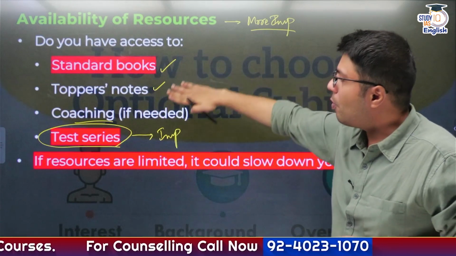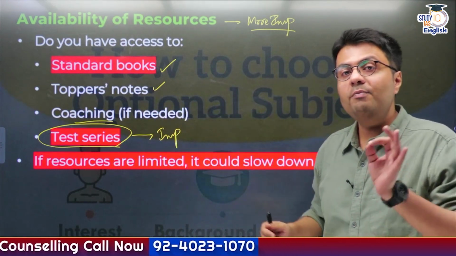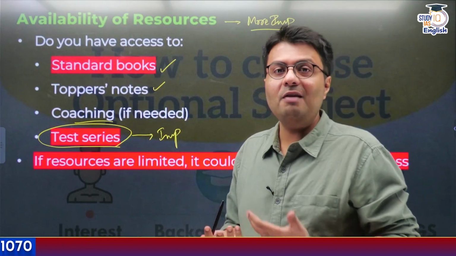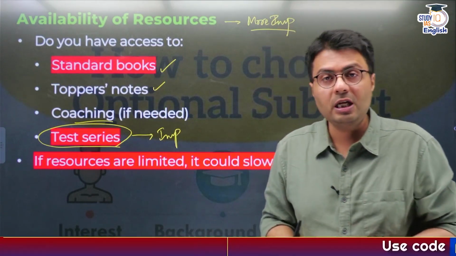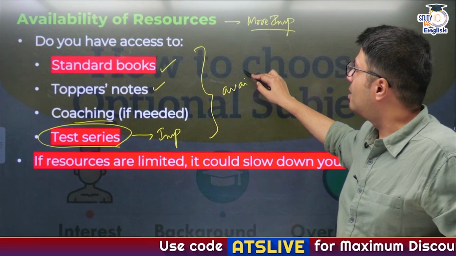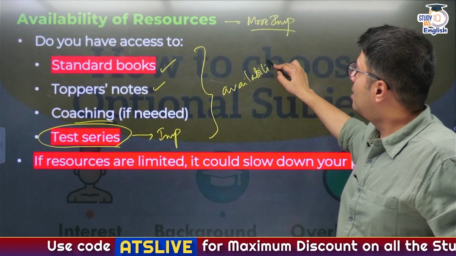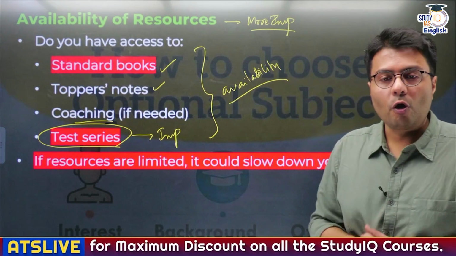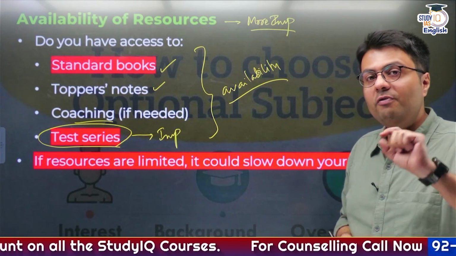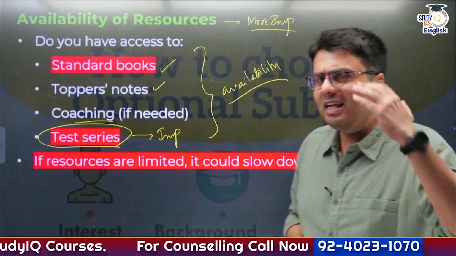Now, access to all these resources is not the same with each and every optional subject. As you can understand, the popular optional subjects like PSIR, sociology, anthropology have much more availability of these resources, right? Whereas the same can't be said about the other less popular optional subjects. So you can take an optional subject based on availability of resources, but you have to keep certain things in mind.